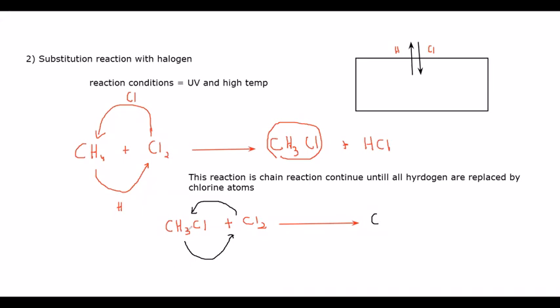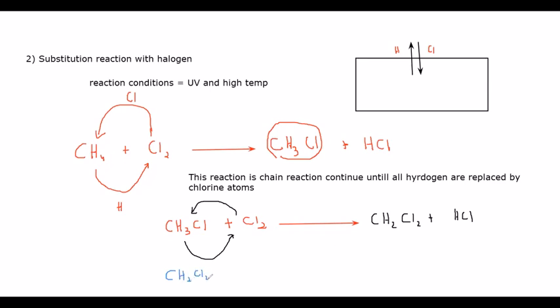There are 3 hydrogen atoms. So if one is replaced, it will be CH2Cl2. One chlorine is already there, and one more chlorine is added, so it becomes CH2Cl2 plus HCl, hydrochloric acid. But this reaction will not stop; it will continue until all of the hydrogen are replaced. So 2 more reactions will be there.